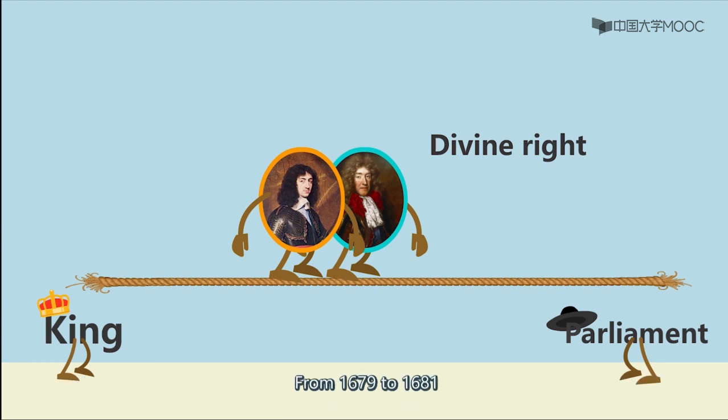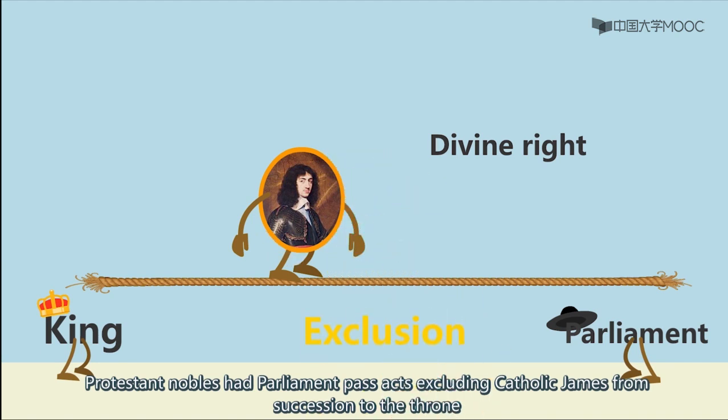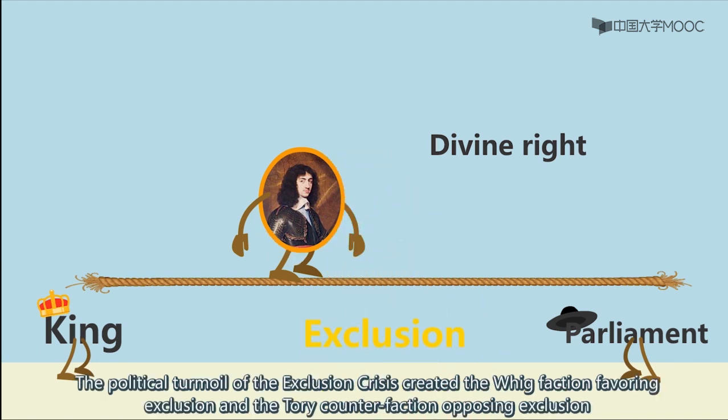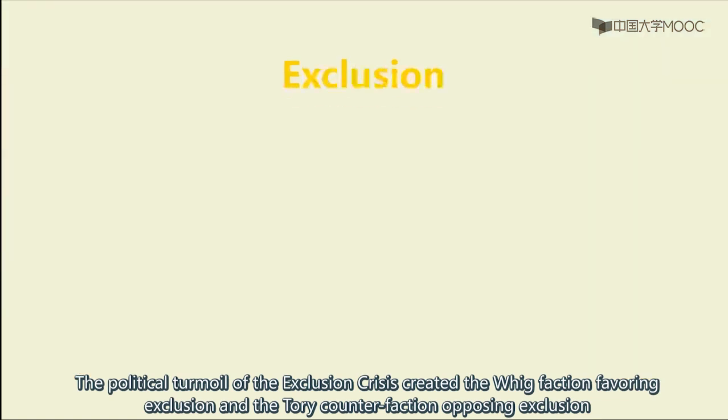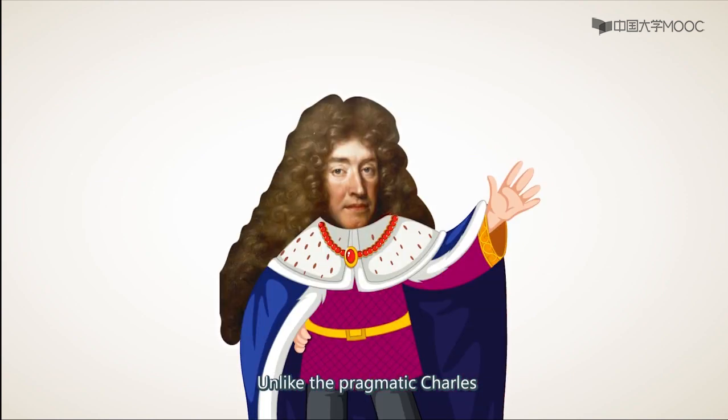From 1679 to 1681, Protestant nobles and Parliament passed acts excluding Catholic James from succession to the throne. The political turmoil of the exclusion crisis created the Whig faction favoring exclusion and the Tory counter-faction opposing exclusion. Unlike the pragmatic Charles, James II boldly pushed for all his goals.